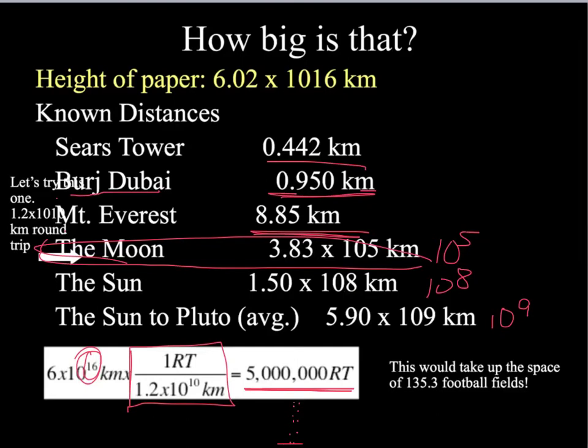So basically, we would have 10 million stacks of paper, because you've got the stack going up, and then the stack coming back, and then the stack going up, and then the stack coming back. So 10 million stacks. This takes up the space of 135.3 football fields. So quite a bit of space is taken up by this mole of paper, going from the Earth to the moon.